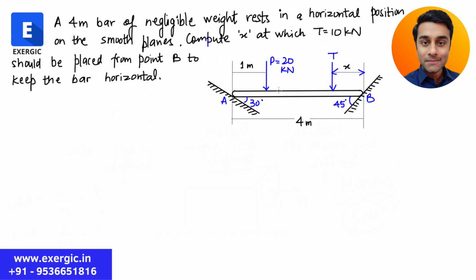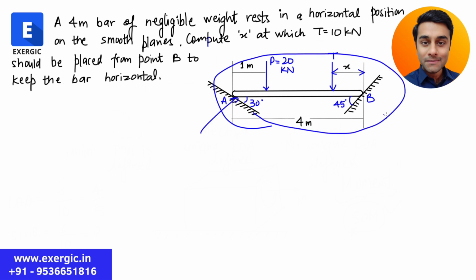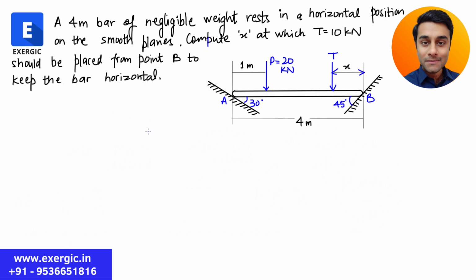So basically, under the action of all these forces, whatever forces directly or indirectly the reactions are acting, this particular bar not only should be in static equilibrium, but it also should be in horizontal position. Now the question will look very easy and straightforward to you, but still there is a very interesting concept that I want to discuss with the help of this question. So let us jump right into the question and then I will explain that.